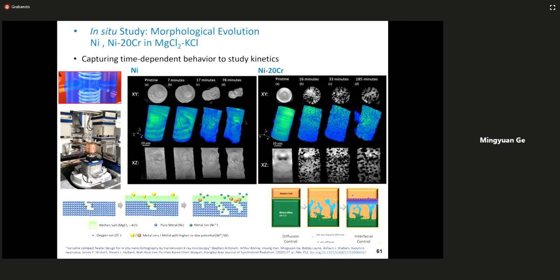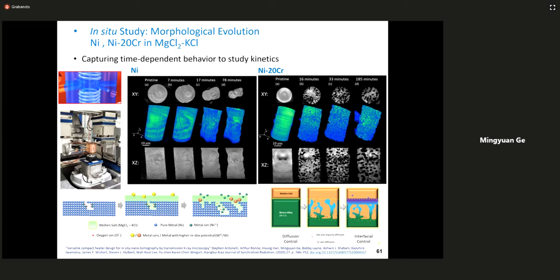Then people tested a different material, putting additional chromium into the nickel. Usually in stainless steel, if we put in chromium, the steel becomes more resistant to water, even sea salt water. So naively, we think that if we put some chromium into nickel, it may also become more resistant to the reaction in the molten salt. In reality, however, the effect is reversed.